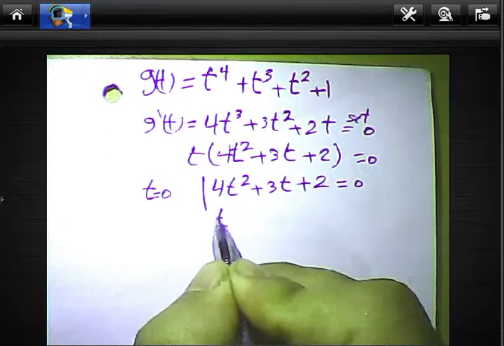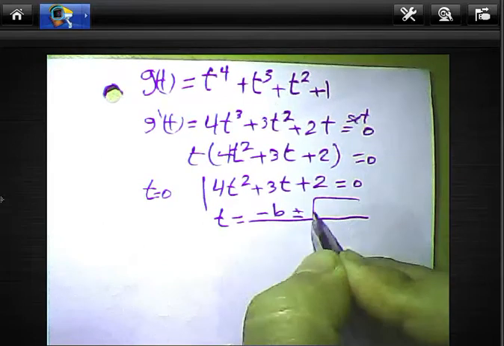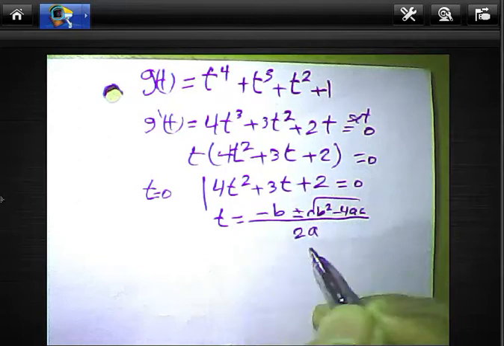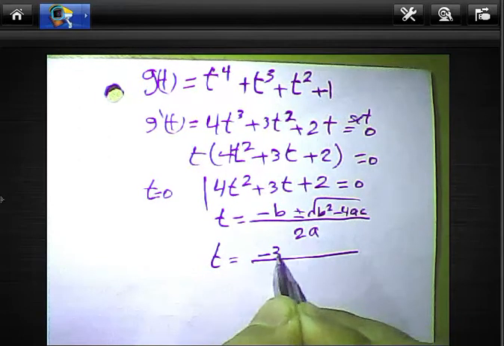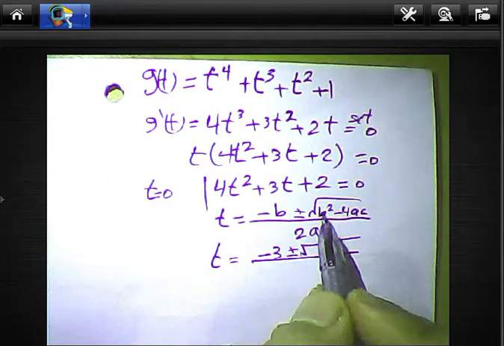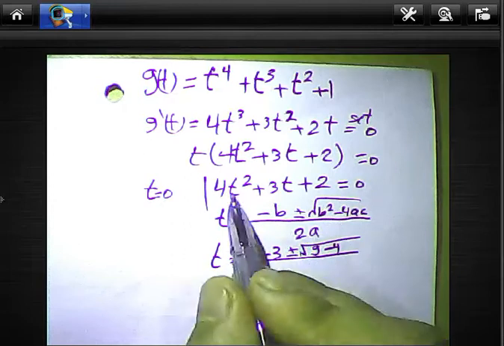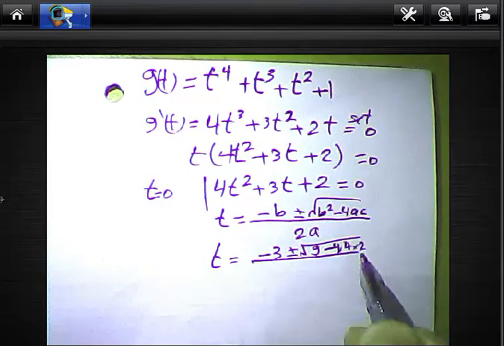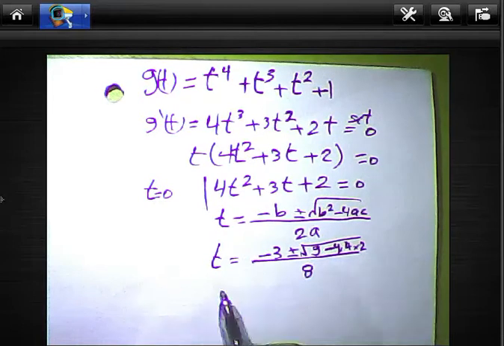We know t equals negative b, positive or negative, the square root of b power 2 subtract 4ac, over 2a. Then t equals, we know b equals 3, so the result will be negative 3 positive or negative the square root of b power 2, 3 power 2 equals 9, subtract 4 multiplied by a, which was 4, multiplied by c, multiplied by 2, over 2 multiplied by a, which was 4, 2 times 4 equals 8.